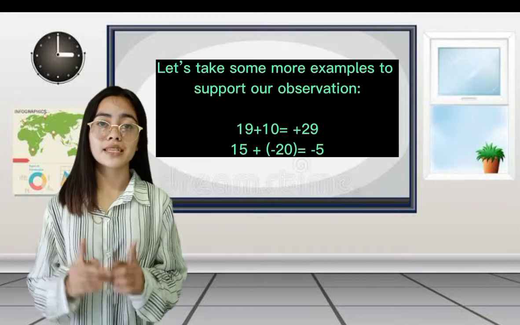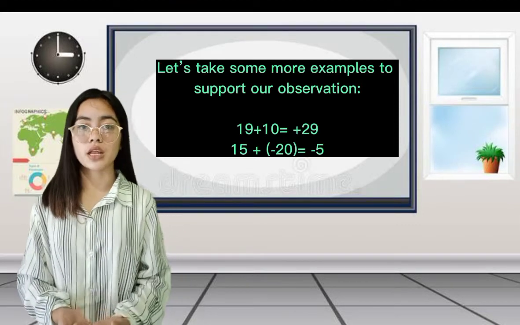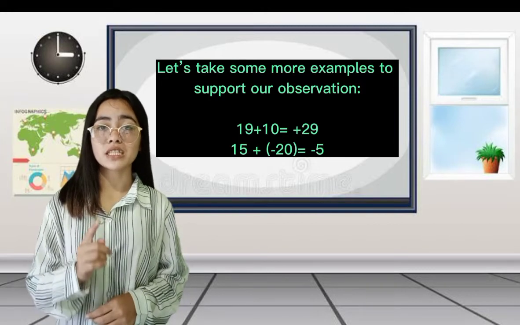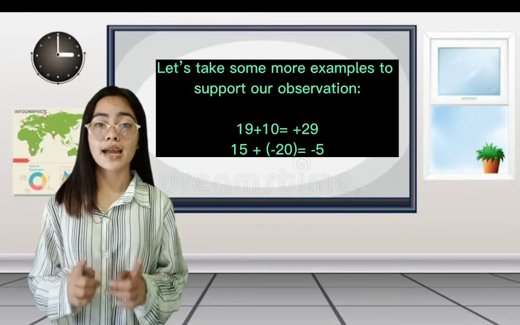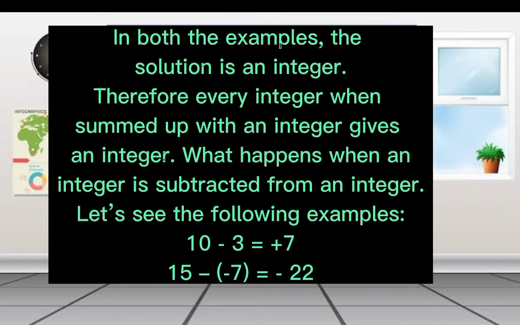Let's take some more examples to support our observation. Example number 1: 19 plus 10 equals positive 29. 15 plus negative 20 equals negative 5. In both examples, the solution is an integer. Therefore, every integer summed with an integer gives an integer.